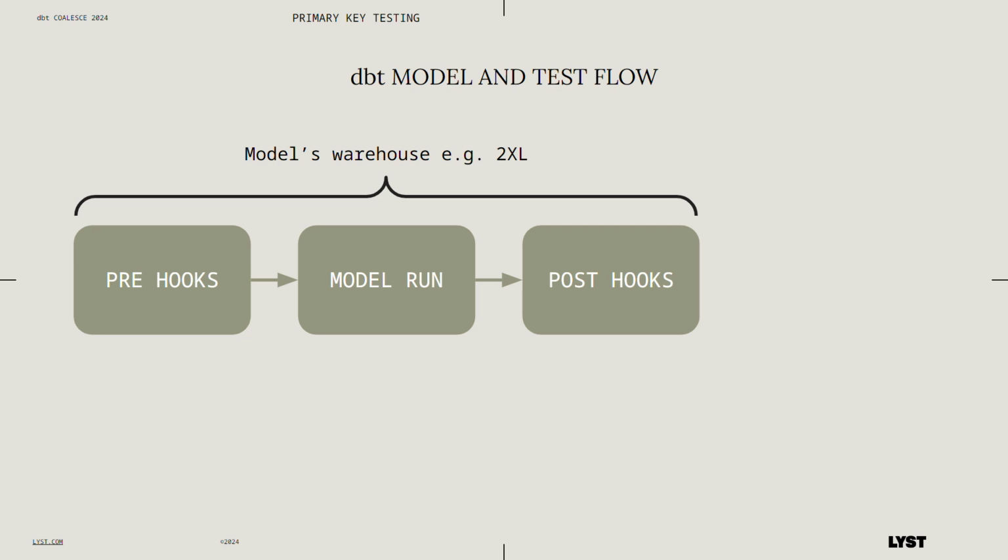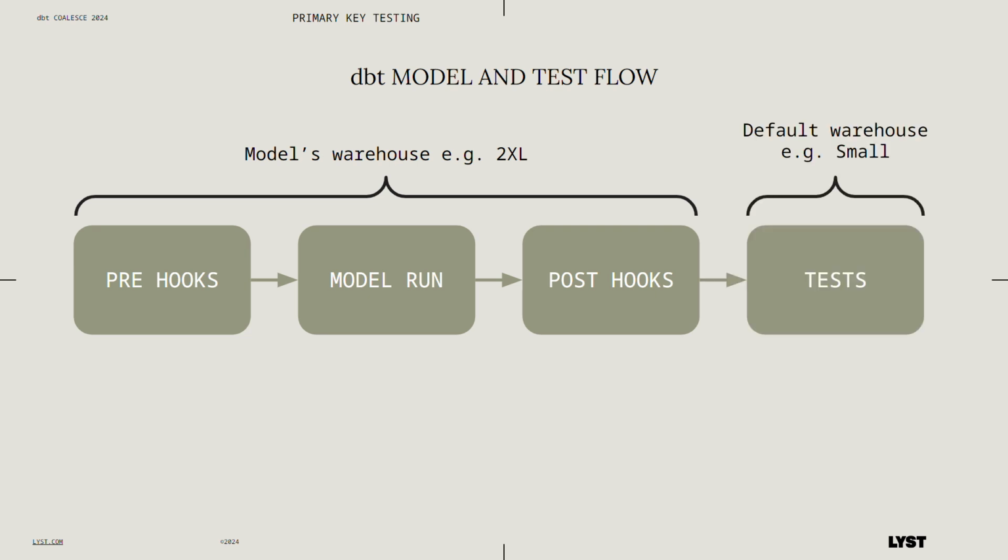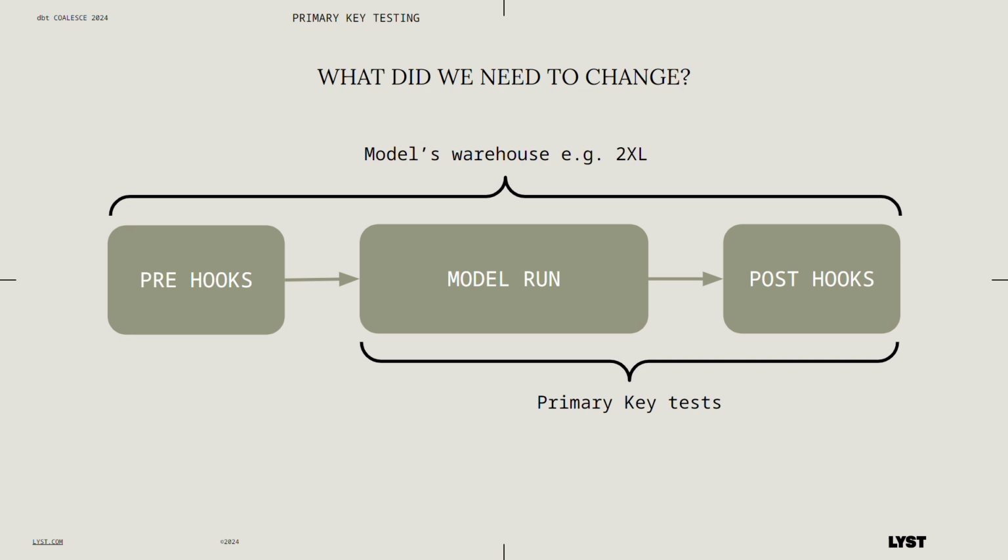When dbt models run in Snowflake, the pre-hooks, the model, and the post-hooks all run on the model's warehouse. But the tests which run at the end use the profile's default warehouse. And we wanted to solve issues with this. Firstly, we wanted the primary key test to run on the same warehouse as the model. Secondly, we wanted to scan only necessary data while still making sure that the test was 100% accurate.